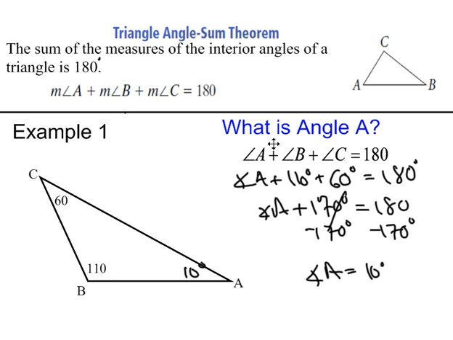And that's the measure of angle A. It's 10 degrees. 10 plus 110 is 170. 170 plus 60 is 180. So we know we're right. Let's look at another example.